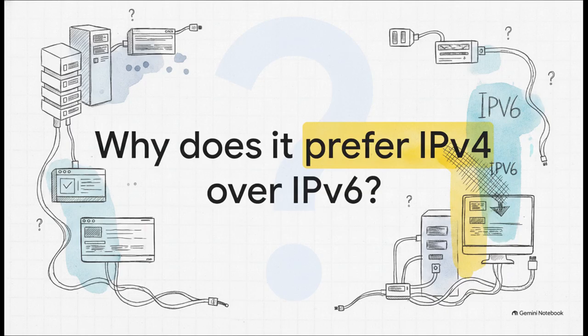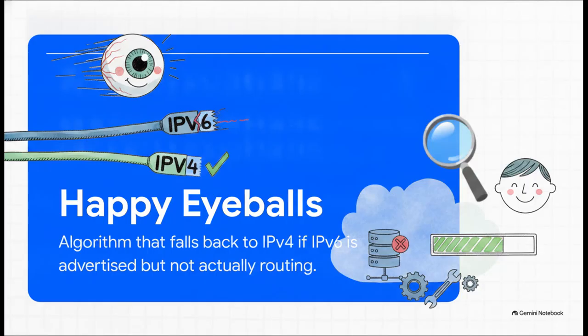But then, it completely ignores it for actual traffic. It just stubbornly prefers IPv4. Why is your machine effectively lying to you about its IPv6 capability? So the crucial point is understanding a very specific algorithm that was actually designed to save the day for the end user. It's called Happy Eyeballs.